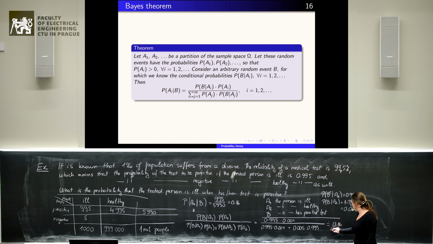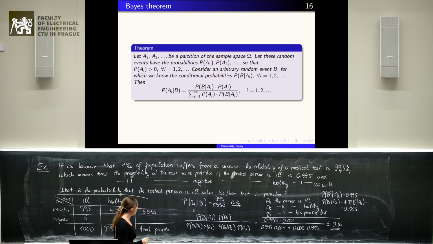And that's it. That's the idea of the Bayes theorem. We know the conditional probability in some situation, but we want to calculate the conditional probability which is opposite, where the event is the condition and the condition becomes the event whose probability we want to calculate.